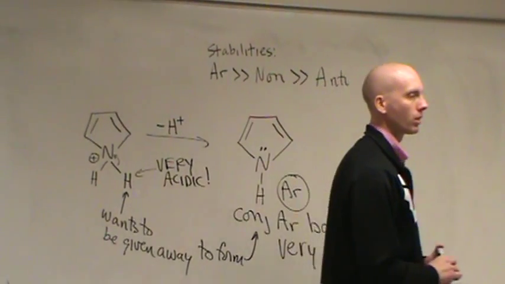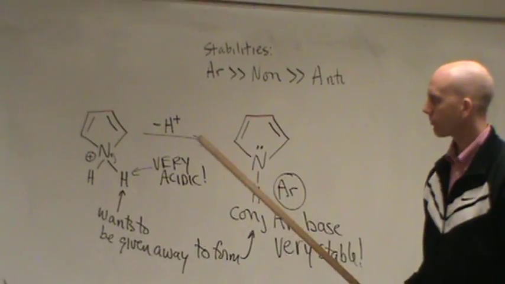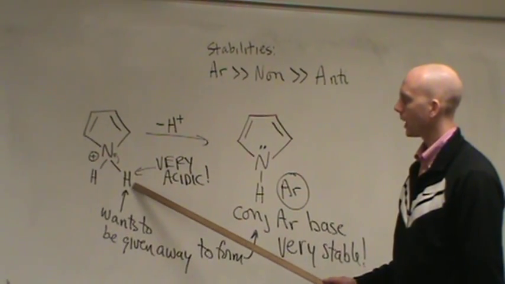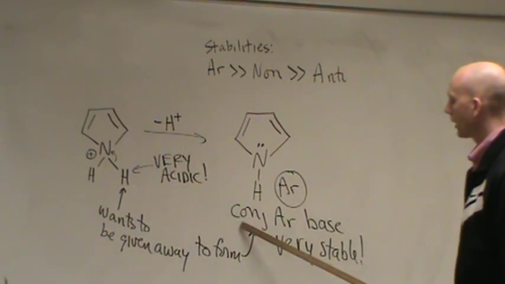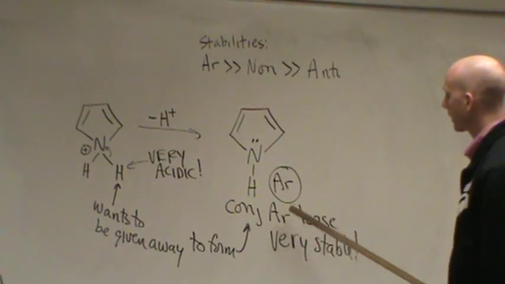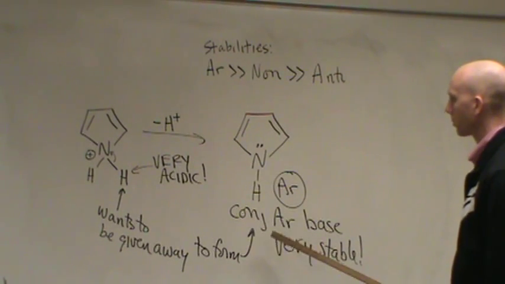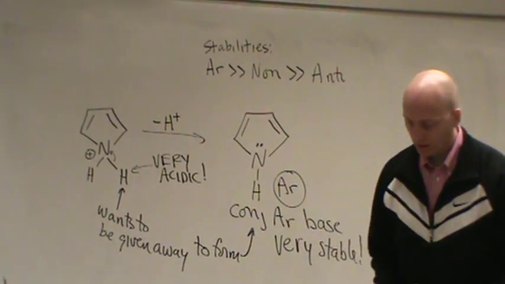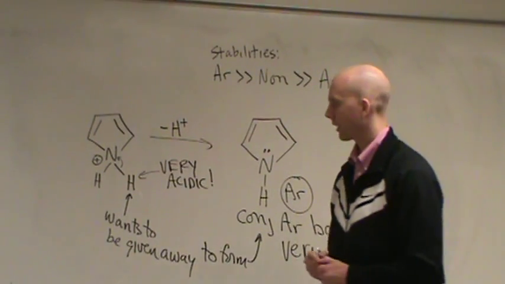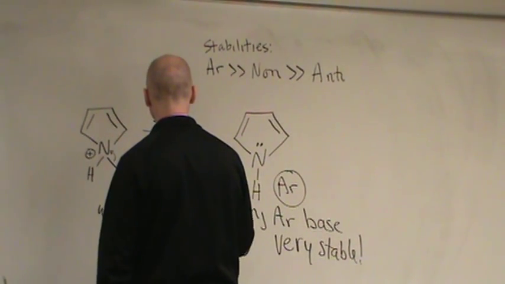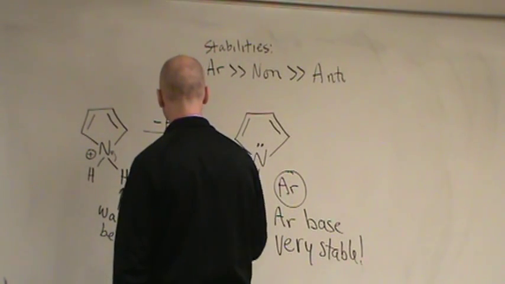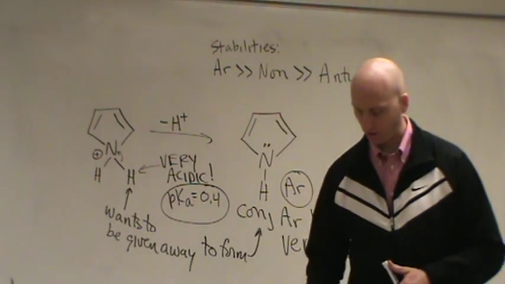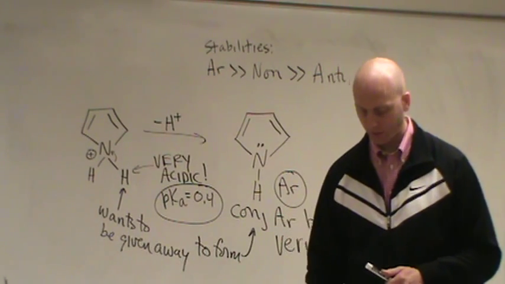Okay? So here we just learned something, that if we have a molecule that has a hydrogen on it, that if it can be lost to form a conjugate base that is aromatic and so very stable, that that hydrogen is going to be very acidic. And just to give you an idea, its pKa is 0.4. Okay, so it's a very low pKa. So that is a very acidic hydrogen.